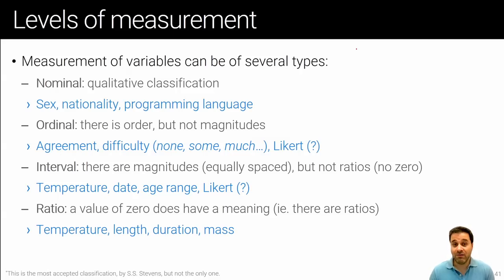Then we have interval variables in which there are magnitudes, which, by the way, also happen to be equally spaced, but we don't have ratios. We don't have a zero. So things like the temperature, 5 degrees and then 7 degrees. We know that 7 degrees is 2 degrees more than 5. 7 not only comes after 5, but it's 2 units apart from 5. Dates. So we could have September 5th and September 10th. And we know there's a difference of 5 days between the two.